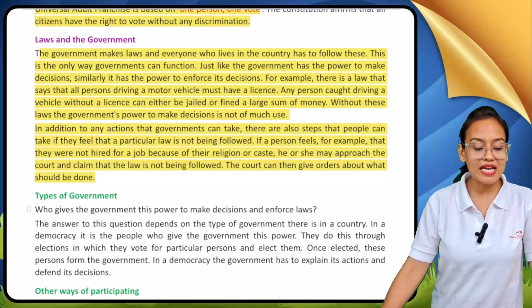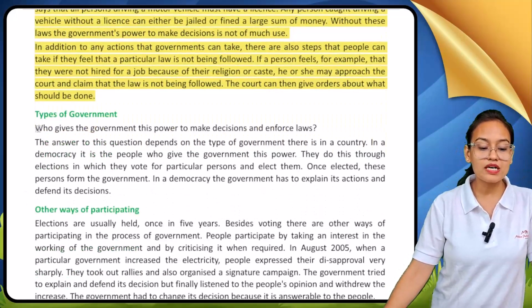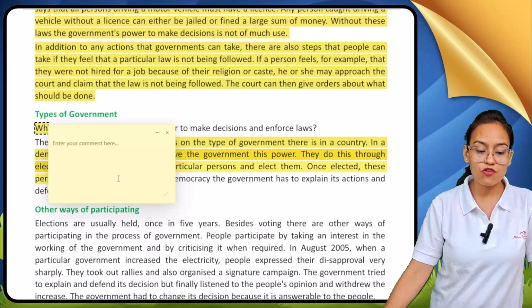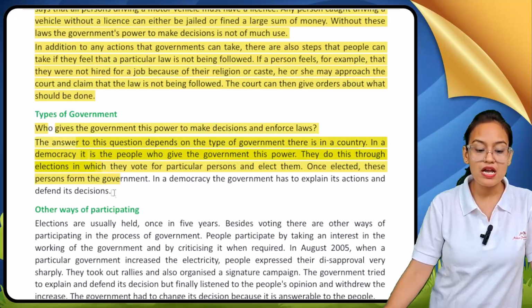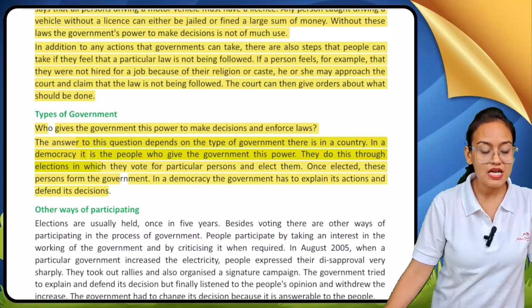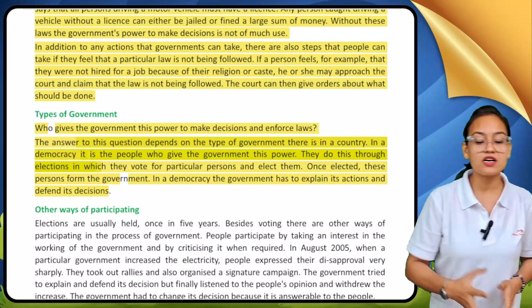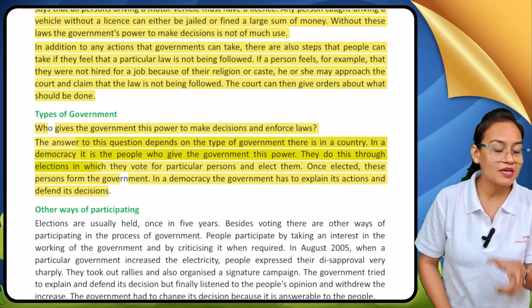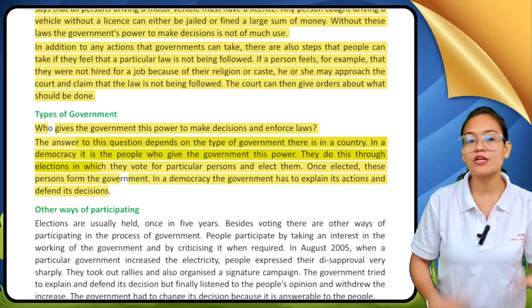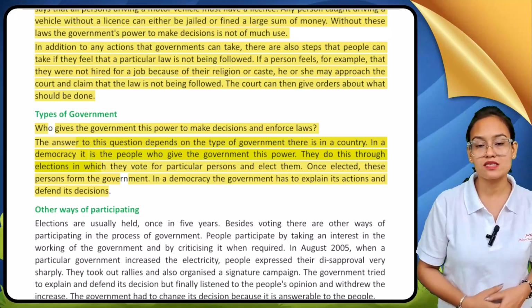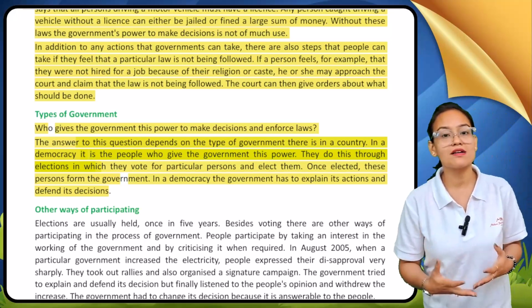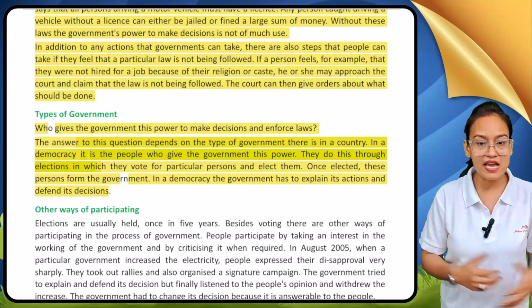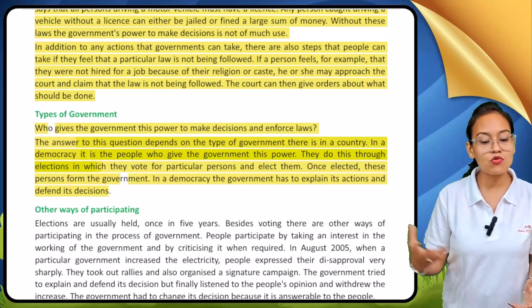Now, what type of government exists? Who gives the government this power? From where did our government get these powers? Who gave the powers to the government? The answer to this question depends on the type of government in a country. The type of government determines who gave the power to the government to form laws and enforce them on its citizens. It is totally dependent on what type of government system that country has. In a democracy, it is the people who give the government this power.